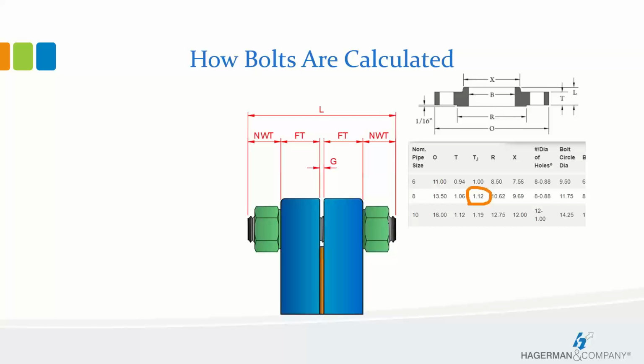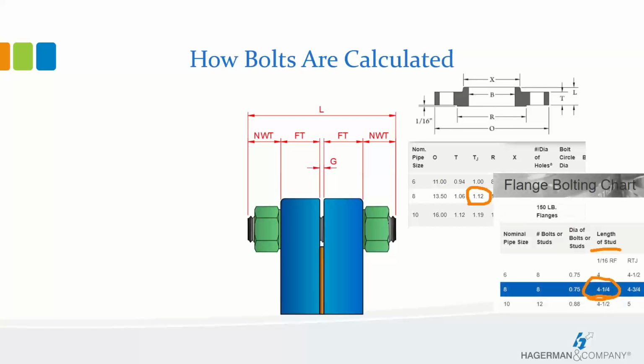When you look at that 8-inch chart for a class 150, that's the pressure class we're using, you'll see the thickness of the flange is 1.12 inches. You'll see that on pretty much any chart, any brand you look at, any book, they're always going to be the same for a class 150 flange thickness. And then when you look at flange bolting charts, you will see that for an 8-inch flange, it's 4¼ inches long. So that's kind of the standards we see in there. So instead of having to do that actual math, we just look at charts usually.